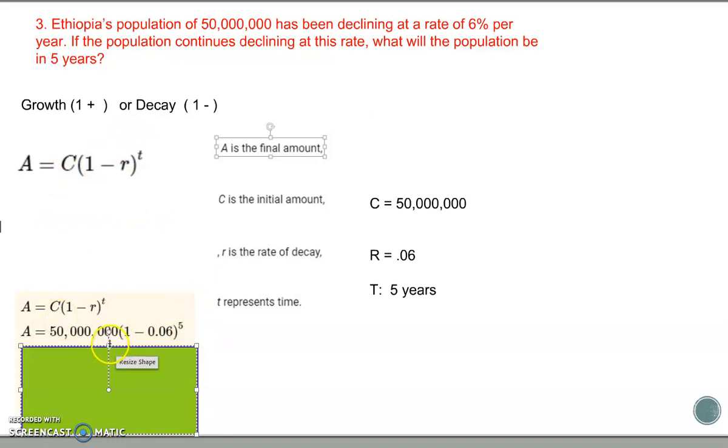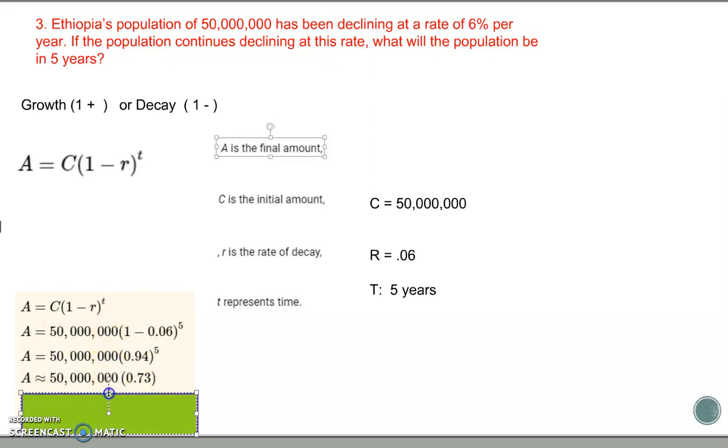Remember, you do what's inside the parentheses first, 1 minus 0.06. You take that 0.94 and you raise it to the 5th power, you'll get that. And finally, you multiply. So there would be the population in 5 years.